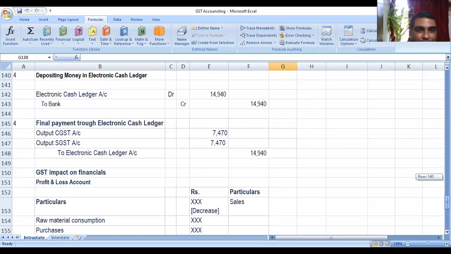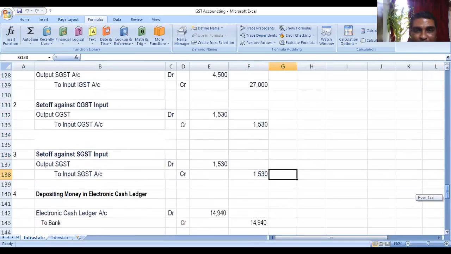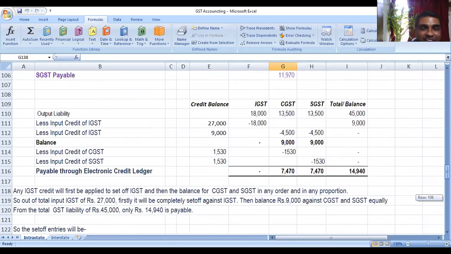So my entry for that will be: electronic cash ledger account debit 14,940 to bank 14,940. And this has to be paid in cash. Electronic cash ledger balance is created. Now I will do output CGST account 7,470, output SGST account 7,470 to electronic cash ledger 14,940. With this, all accounts will be closed. My GST liability will be settled. Did you understand this, or do you need a kind of repetition?